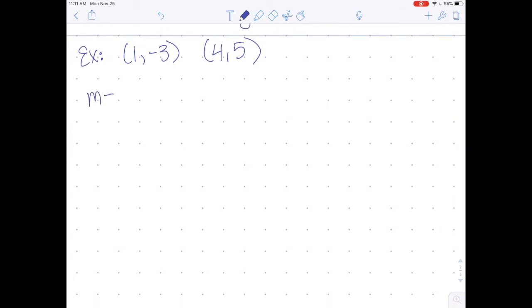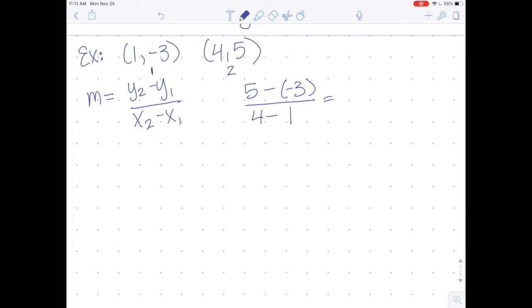So remember, slope is y2 minus y1 over x2 minus x1. So I'm just going to make this point 1 and this point 2. So y2 would be 5 minus y1, which is negative 3, over x2, which is 4, minus 1. So this is 8 over 3 for our slope.